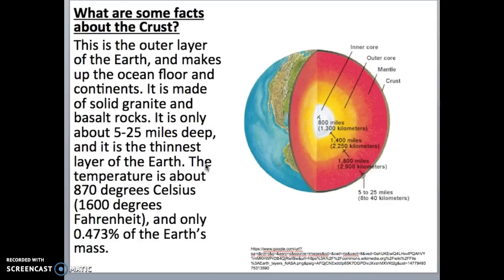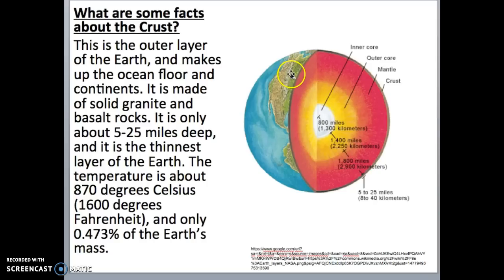And then we're going to talk about them in more detail. So let's talk about the crust first. The crust is the outer layer of the Earth. It includes the layers of the continents as well as the ocean crust on the bottom of the ocean. And it's made out of solid granite and basalt rocks. We're going to talk about density more in detail, but the density of the ocean crust is actually less than the density of the continental crust. And the crust is actually only about 5 to 25 miles deep. It's the thinnest layer of the Earth.